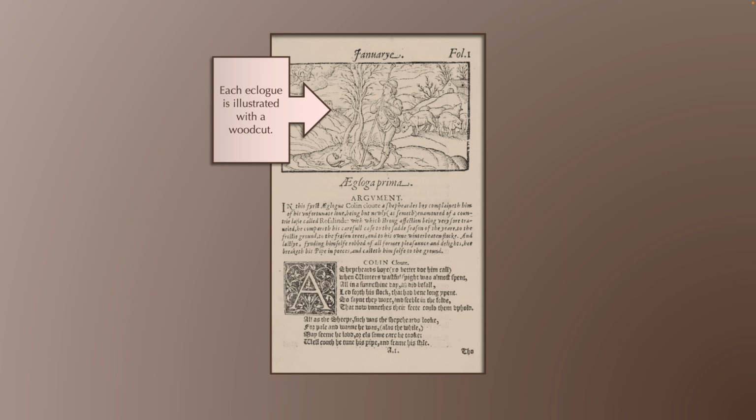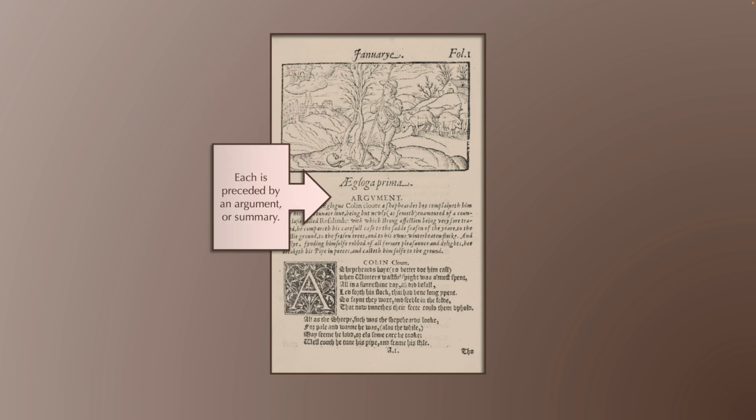This one's January. You see Colin Clout there. His sheep don't look particularly miserable, but his pipe, you see, his pipe looks like a bagpipe, actually, which is interesting, broken on the ground.